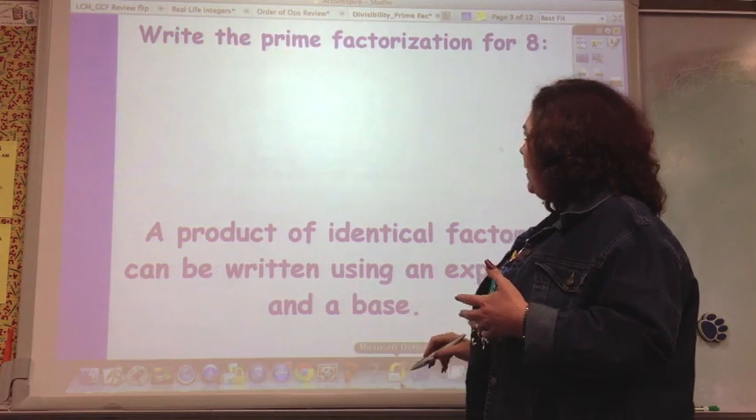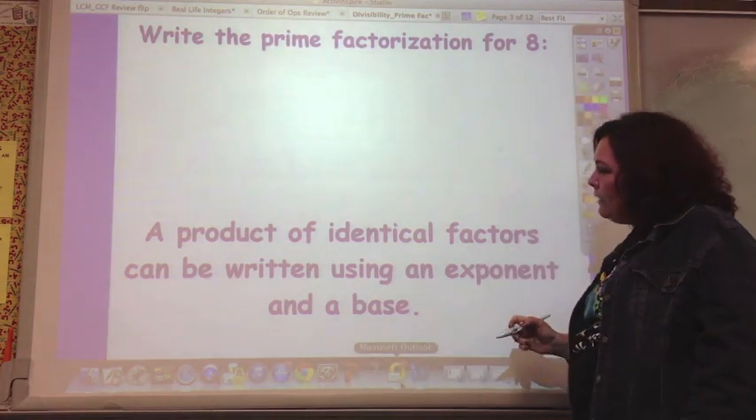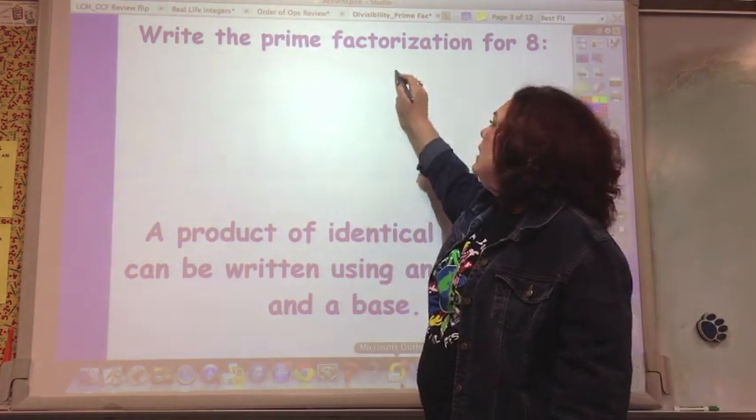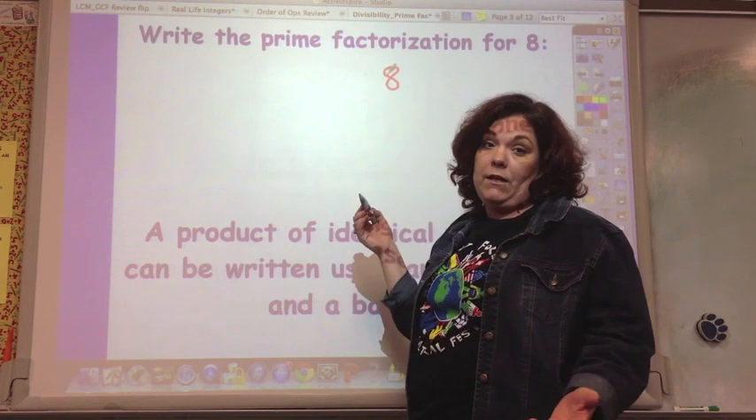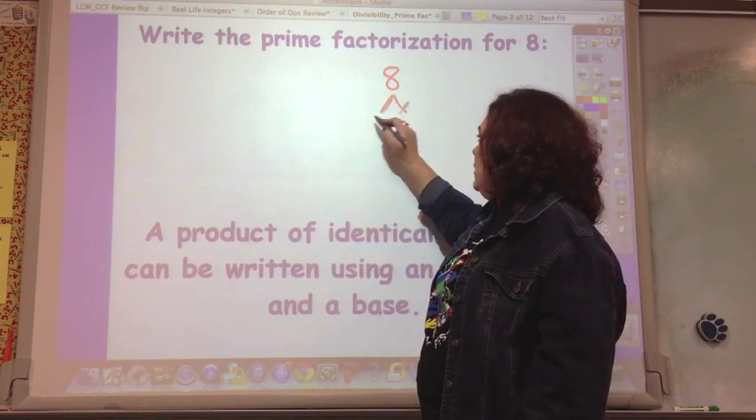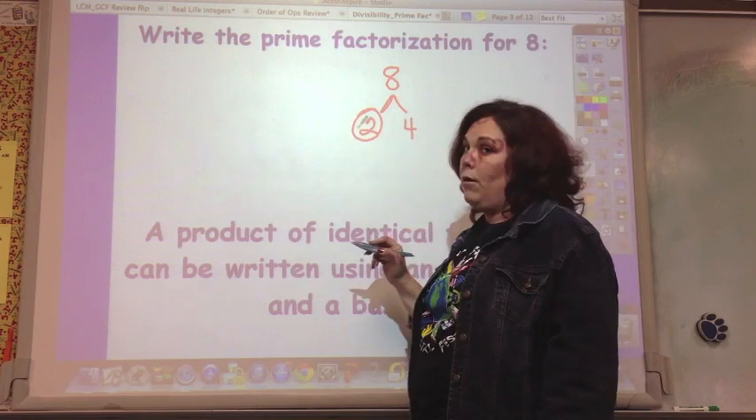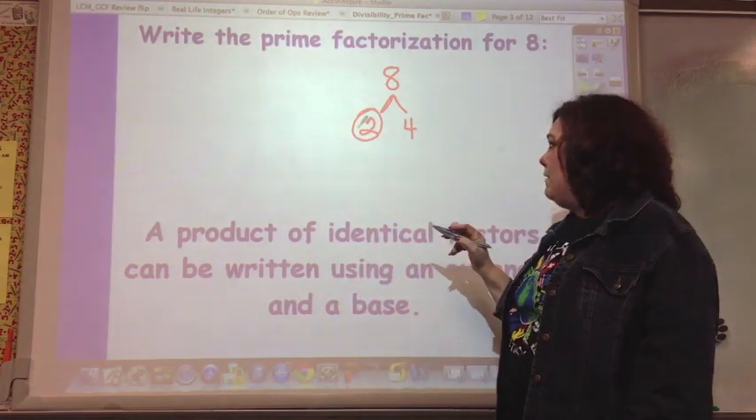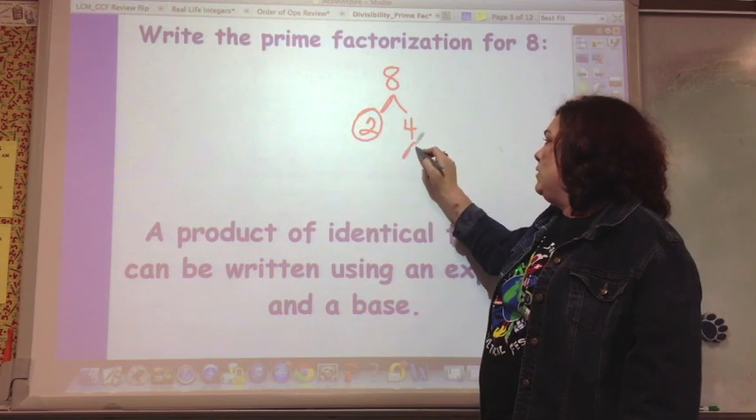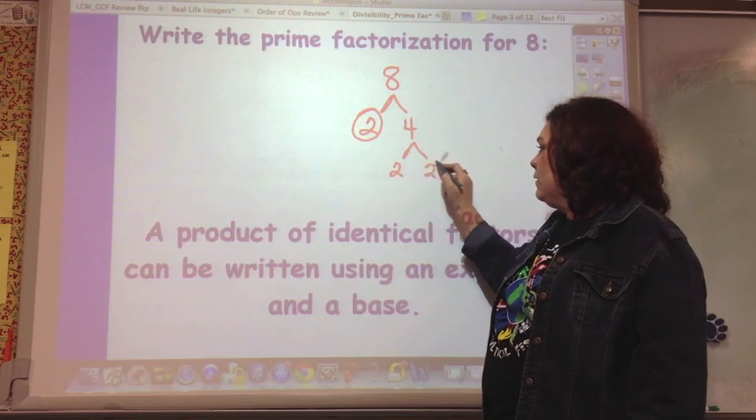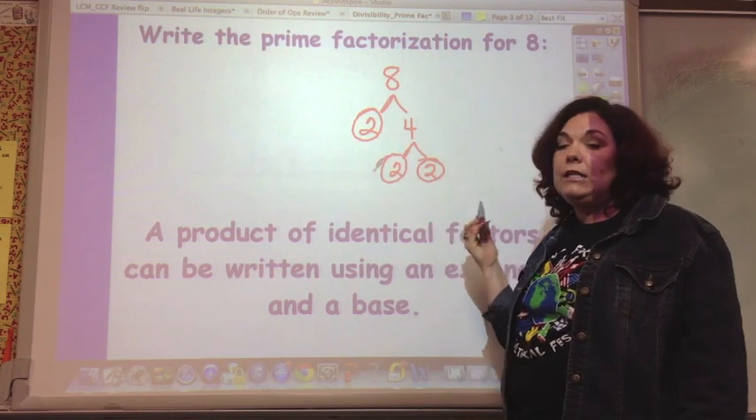So when we're talking about prime factorization, if we take a number like 8, and we're going to break it down, well, that's even, so it's divisible by 2. So 2 and 4, and 2 is prime, as I mentioned. And then 4 can be broken down into 2 and 2. So now I have 3 2's.